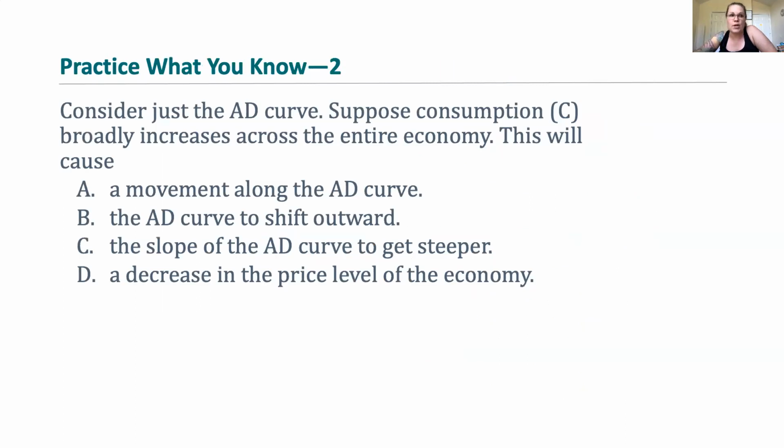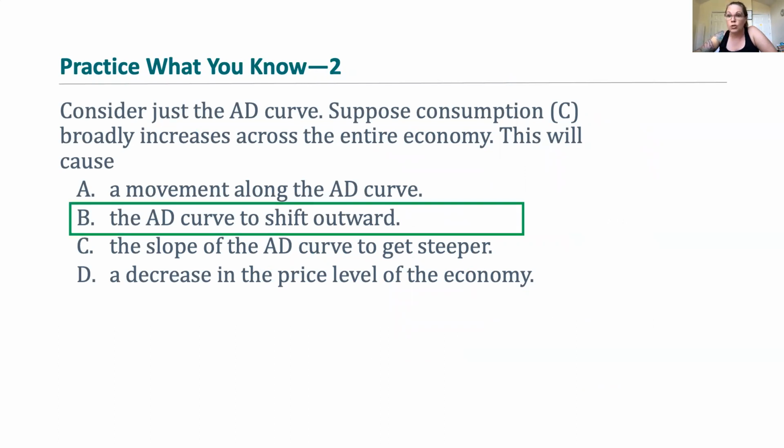So let's practice what we know. If we're considering just the aggregate demand curve and consumption broadly increased across the entire economy, what would we expect it to cause? Well, because consumption is a factor of aggregate demand, if consumption increases, we would also see an increase in aggregate demand, which is a shift. Here they say outward, we think shift to the right.